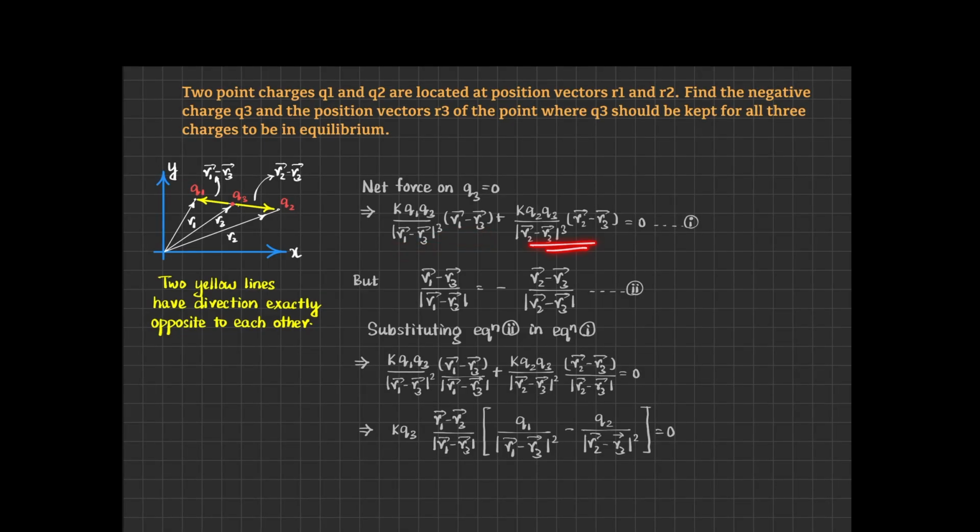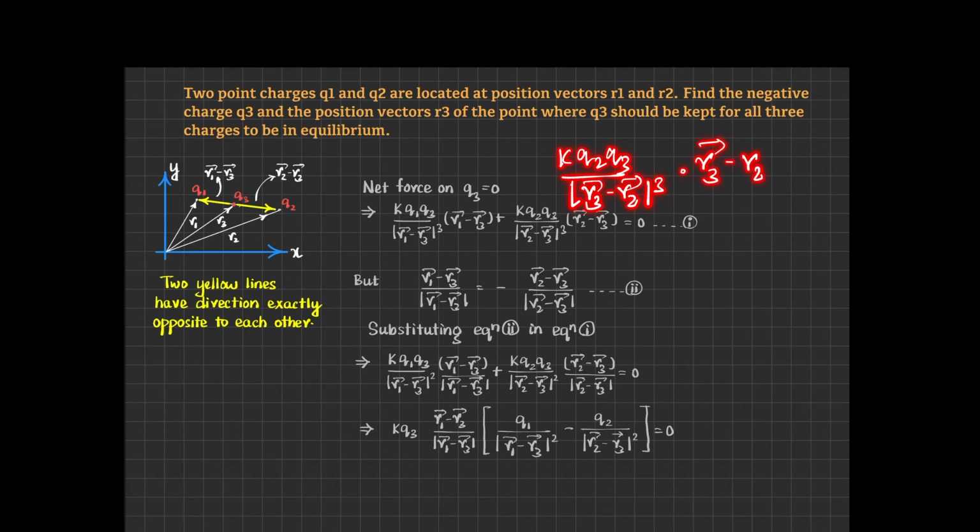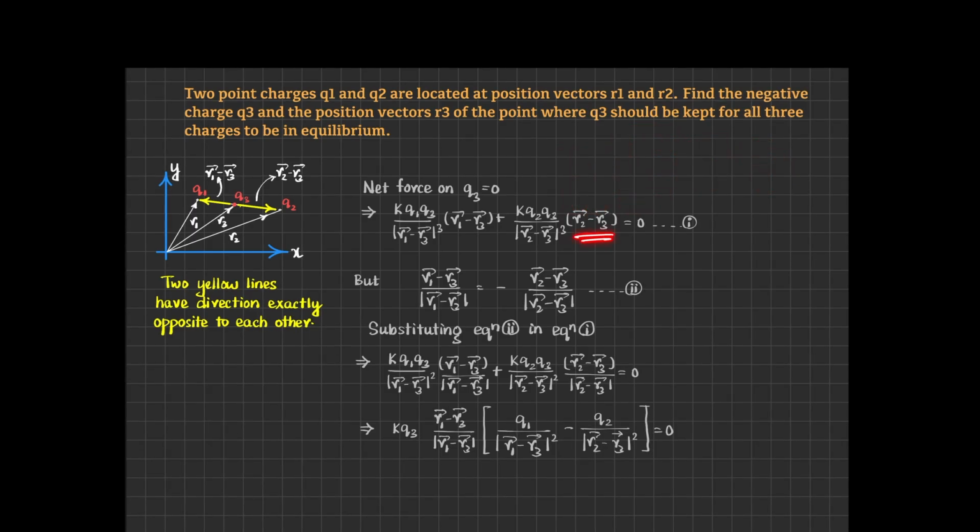Similarly, here also I have written force on q3 due to q2. So it should be k q2 q3 by |r3 minus r2 vector| to the power 3 into r3 vector minus r2 vector. Again it should be this way, but I know q3 is negative, that minus sign I am multiplying inside the bracket and I am writing r2 minus r3 directly.